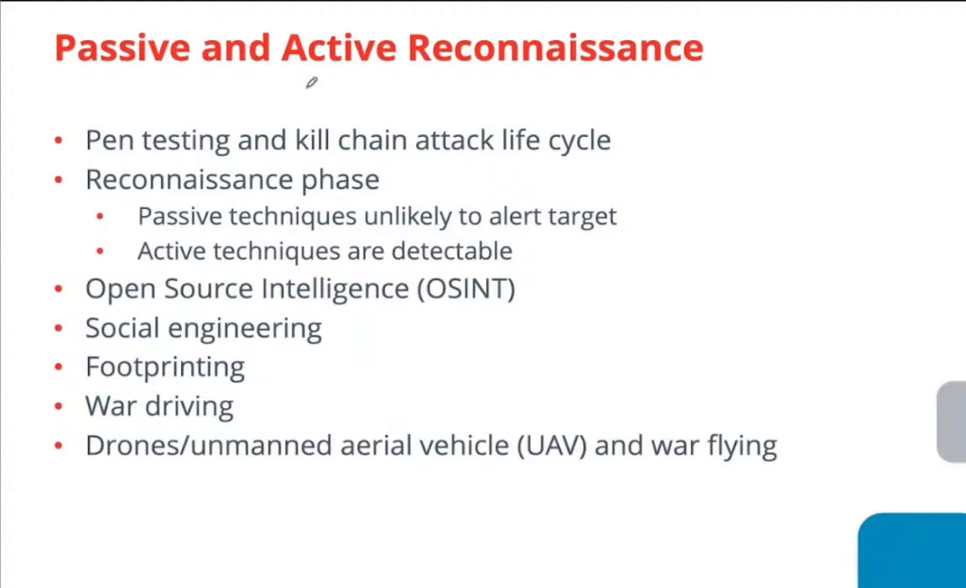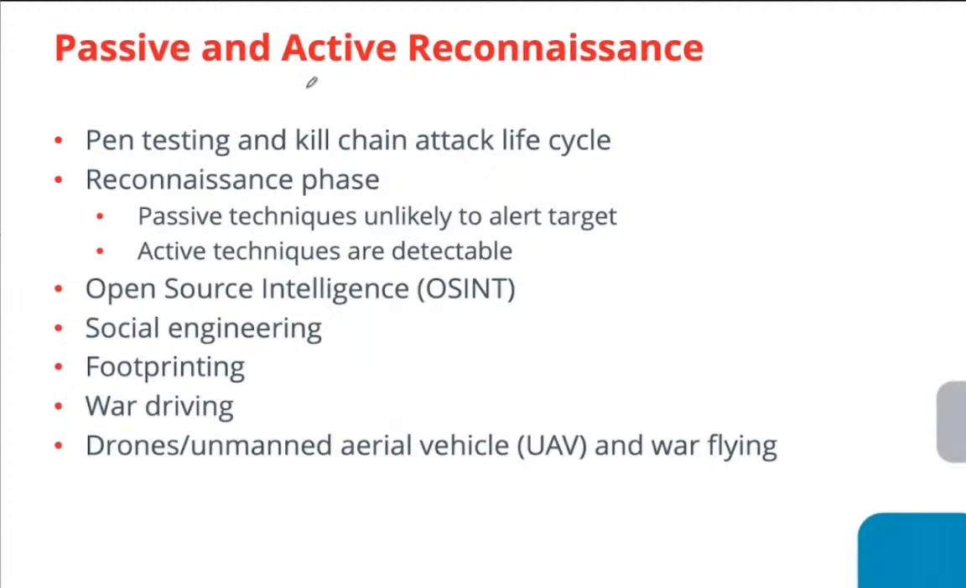Okay, the first phase is the reconnaissance phase. In this phase, for black box testing, the pen tester establishes the profile for the target of investigation and surveys the attack surface for weaknesses. Okay, the activities can be classed as passive or active. Passive techniques are unlikely to alert the target.